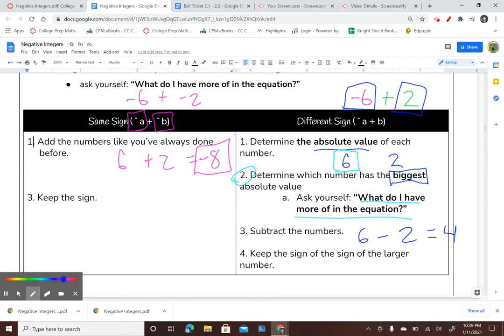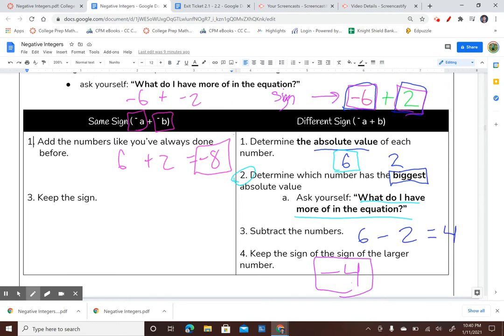But now here's where the absolute value comes into play. I'm going to go back to those two numbers I had. 6 and 2. I said that 6 is bigger, and so I need to pay attention to the sign of my 6. In this case, it's a -6. Therefore, my answer is going to be negative. So it's going to be -4 as my final answer. And that makes sense, right?